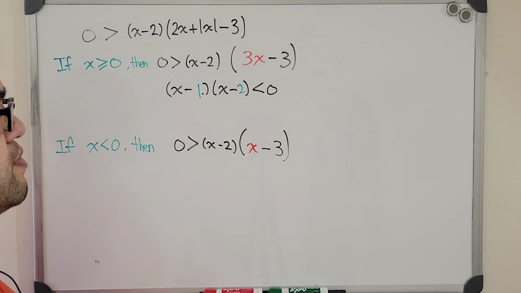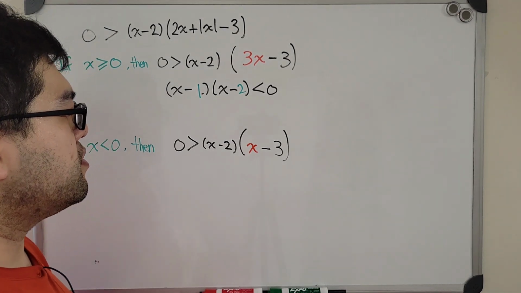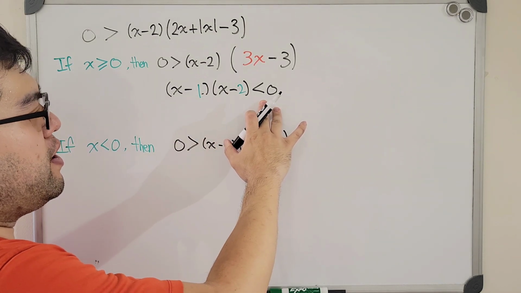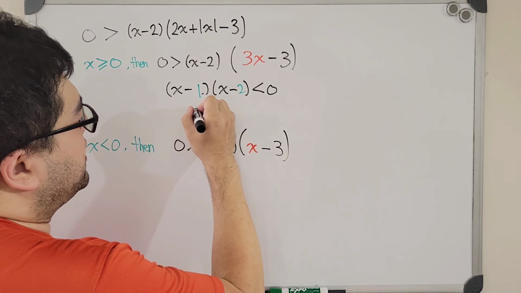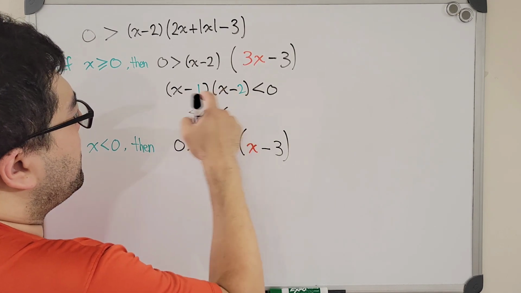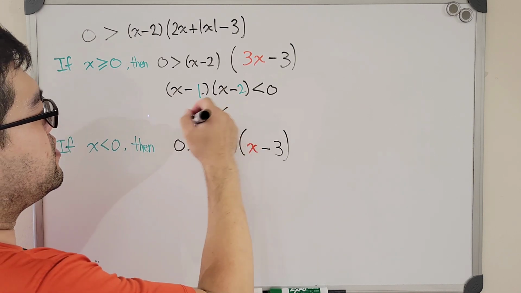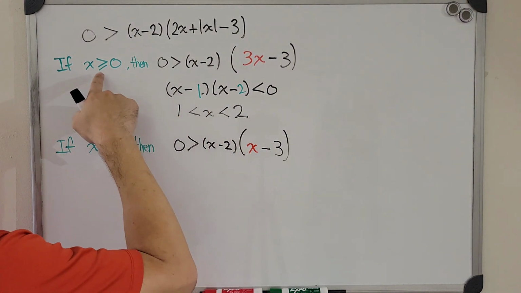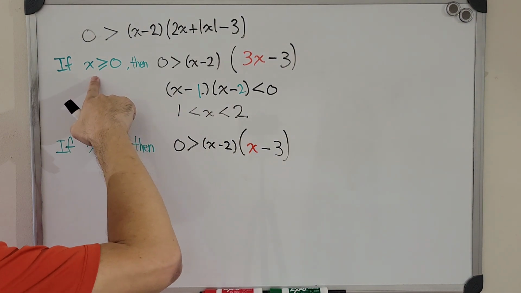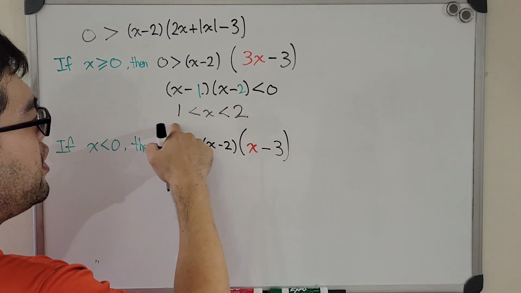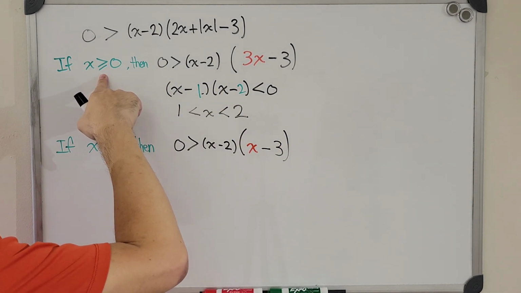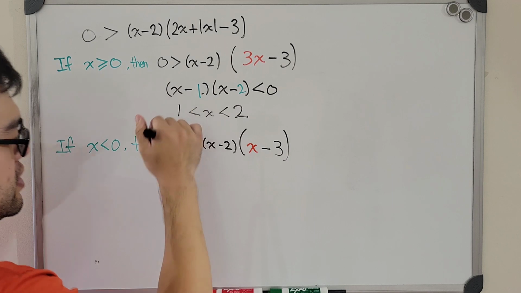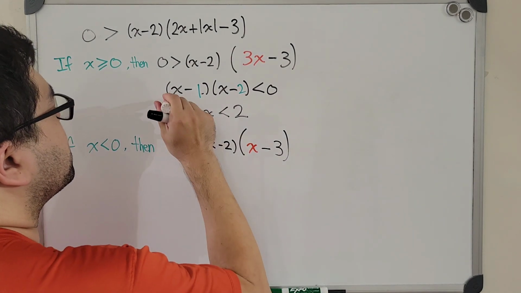1 is smaller than 2, so 1 goes first, 2 goes second. And since we want this product to be less than 0 or negative, the final result will be that the x value has to lie between the two roots. Okay, good. So now we need to go back and check if it satisfies our condition when x is greater than or equal to 0. Well, this part here is already contained inside of the condition that we have. So now we can conclude that this is part of our solution, which is good.